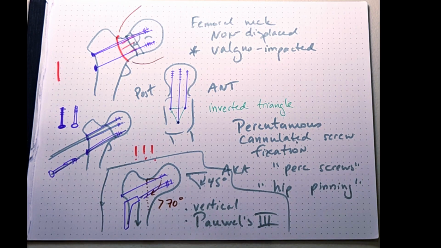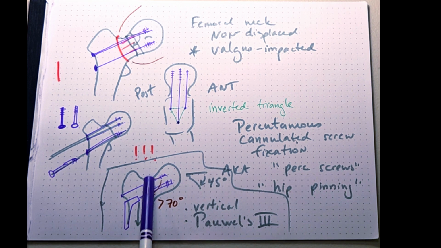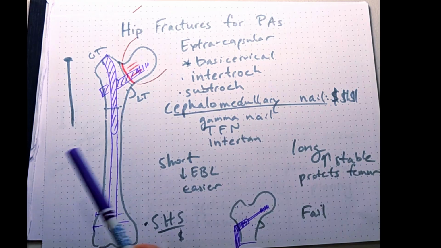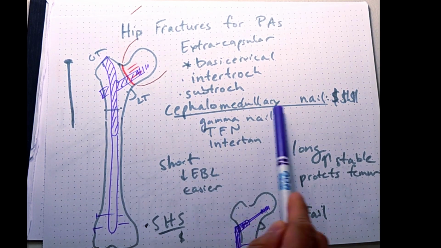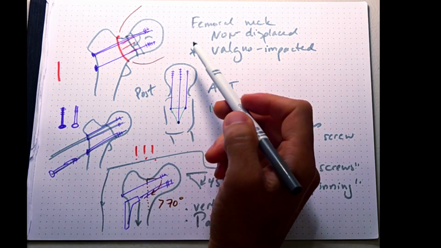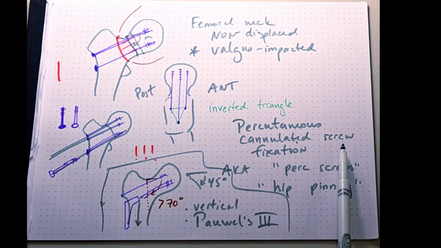Another way to fix this is to put the screws in different angles. But when you see a femoral neck fracture that's non-displaced, make sure you're looking for this Powell's 3 vertical hip fracture. So that is it in a nutshell. If it is an extracapsular fracture, we're going to be using a cephalomedullary nail. If it is an intracapsular femoral neck fracture that's non-displaced or valgus impacted, we're going to use these percutaneous cannulated screws, or perc screws, or hip pinnings, unless it's a vertical Powell's 3 fracture.